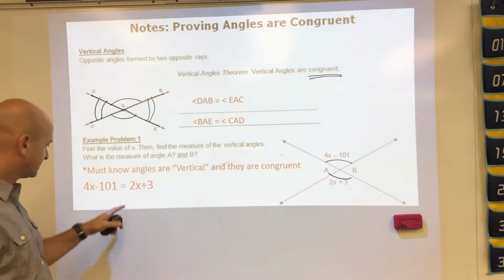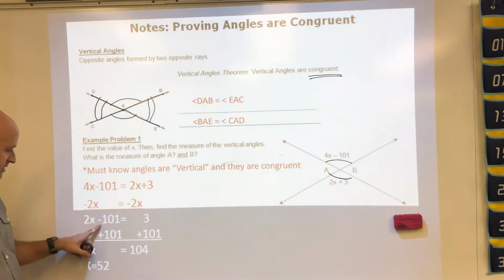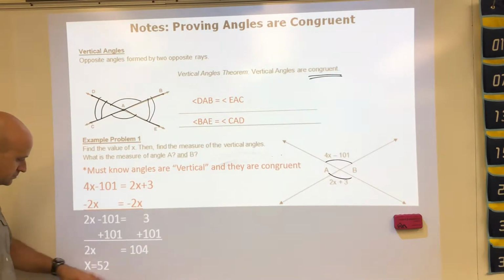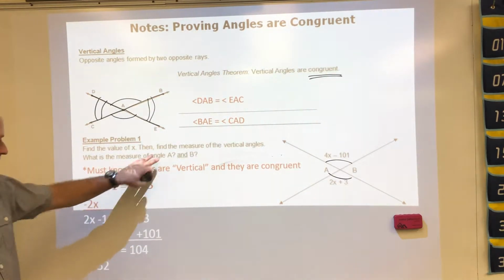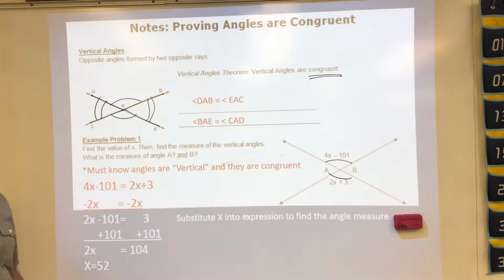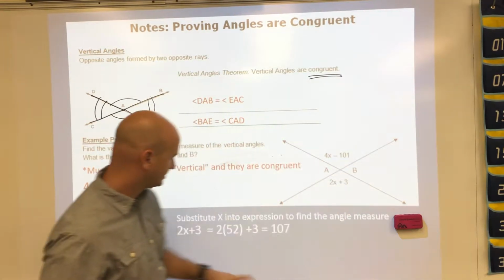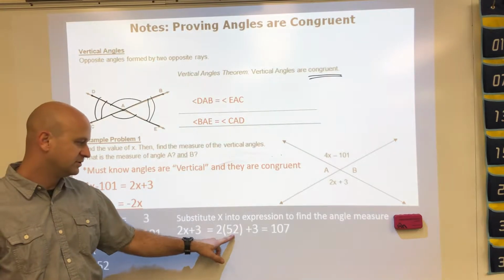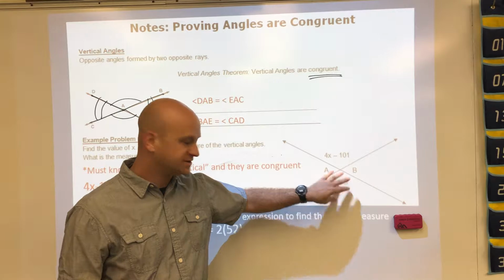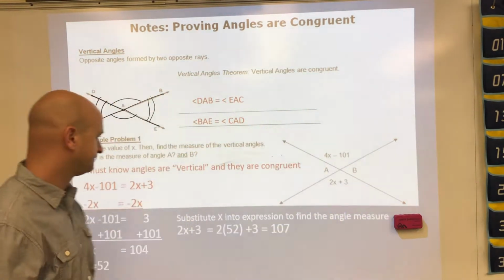By using our formula steps here, we're going to find the smallest variable term, subtract that. We're going to do opposite of the number to get numbers on one side, variables on the other, and divide to get 52. But we're not done, because the directions say find the measure of the vertical angle. So now we have to plug them in. All right, so we're going to substitute it in. So I decided to take the 2x plus 3 and substitute in 52 to get a total angle of 107. Now this angle is 107, and so is this, because vertical angles are congruent.